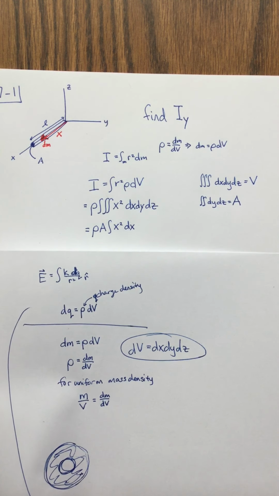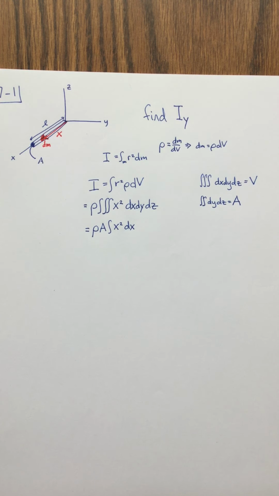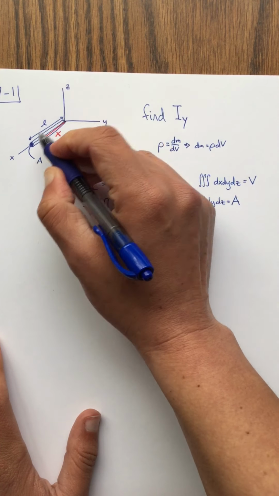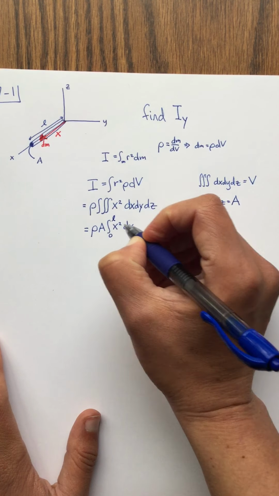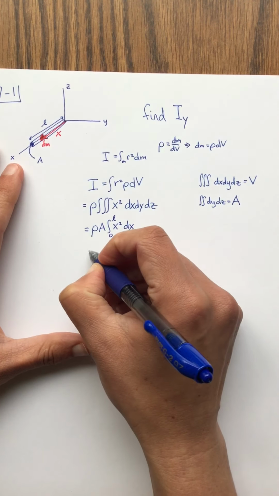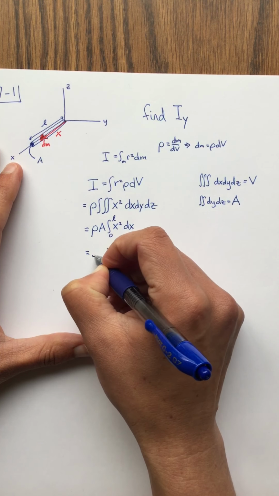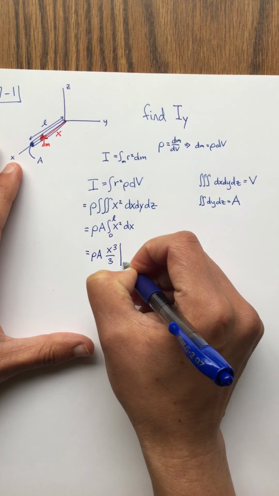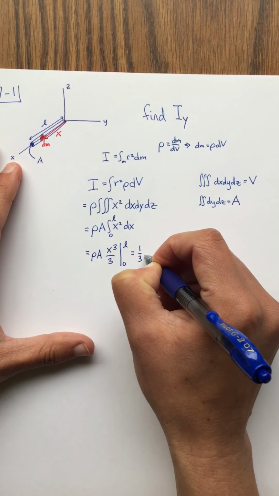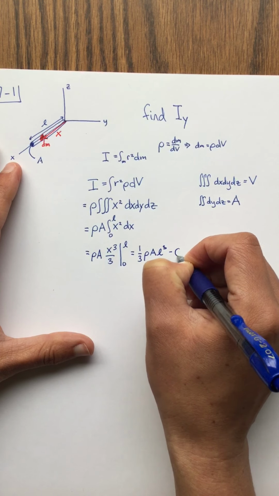That's fine. Now we have to carefully choose the limits of integration. So I'm integrating over everywhere where there is mass. So I start at this end of the rod when x is equal to 0, and I go to this end of the rod where x is equal to L. And now I can do that integration. Integrating x squared with respect to x gives me x cubed over 3. I have the rho and the A out in front. My limits of integration are from 0 to L. So this gives me 1/3 rho times A times L cubed minus, when I put in the lower limit of integration, that's 0.